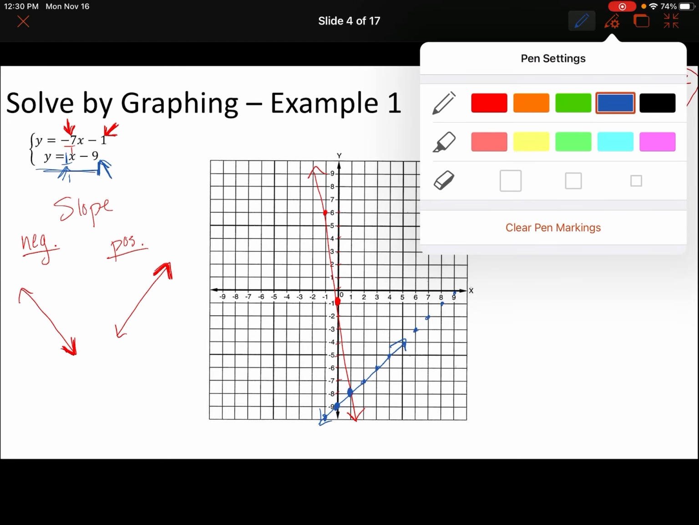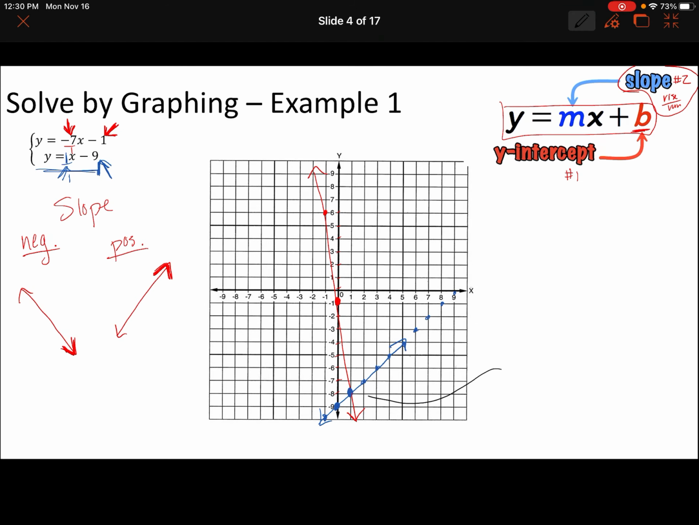So I just have to now identify what is my solution. So that point right there where they intersect, I just have to write that point down. So my x value, if you line that up with the x-axis, looks like it's at positive 1. Line that point up with the y-axis, negative 8, and there's my solution.